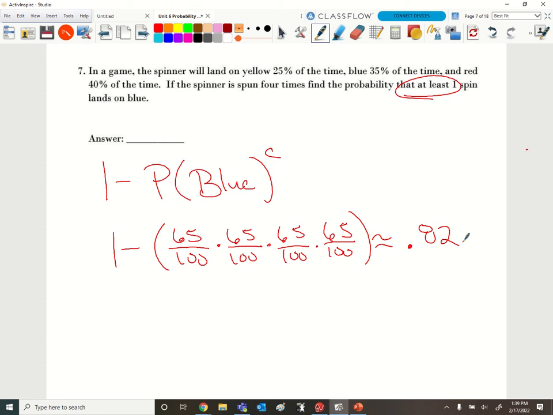How'd you get .98? I think it might be times. That's what it looks like. There should be 1 minus all that. So don't make that same mistake next time. 80%? .82, right? Yes. Okay. All right, next one.